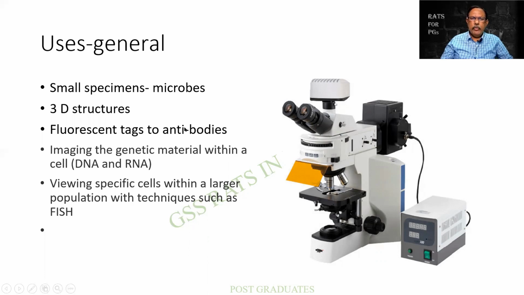There can be antibodies which can be detected by means of the fluorescent tags. And there can be imaging of the genetic material, DNA and RNA. And finally, there are also some latest techniques such as FISH, which can be incorporated with the fluorescent microscope. So please do remember: small specimens, 3D structures, antibodies, DNA and RNA, and implementation of FISH.